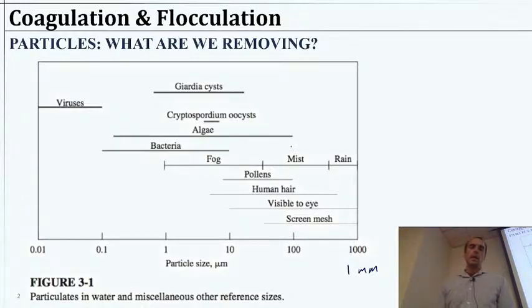So once we're in this range, we're getting to the point where we probably need to assist the process and cause the particles to flocculate.